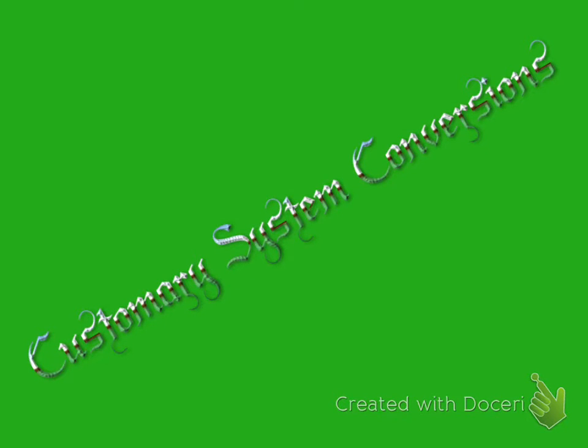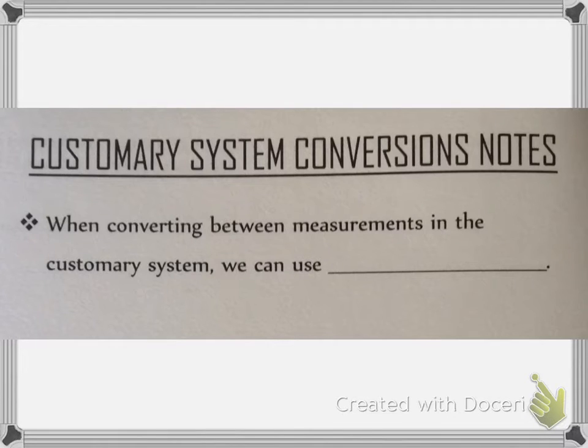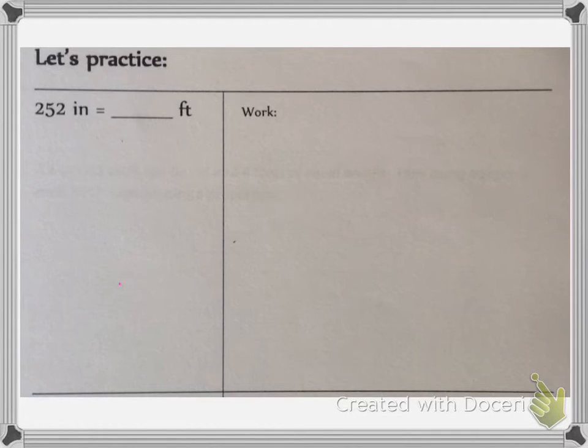Today we are going to learn how to convert within the customary system. The customary system is what we use in the United States. So when converting between measurements in the customary system, we can use proportions. So we're going to go straight into practicing.